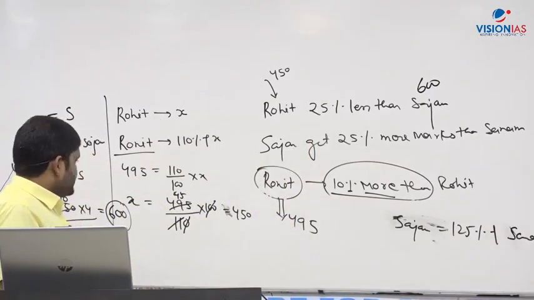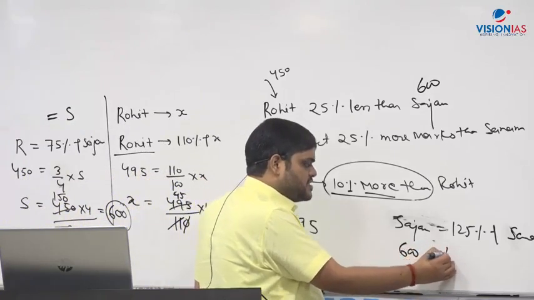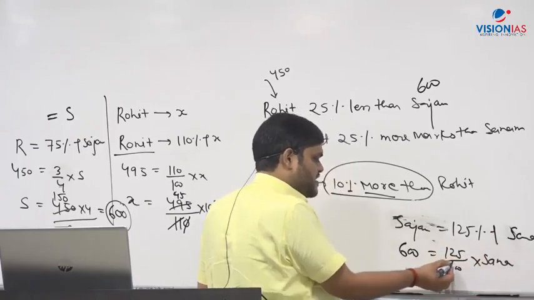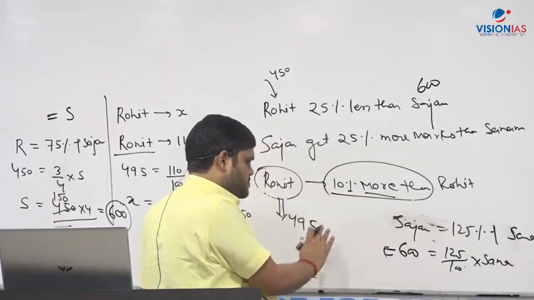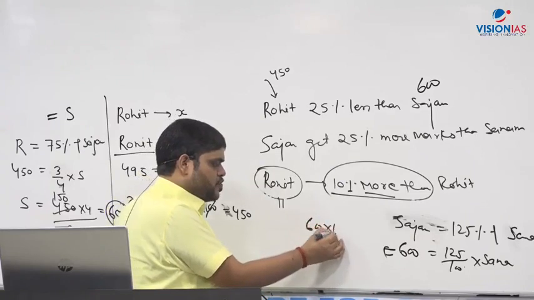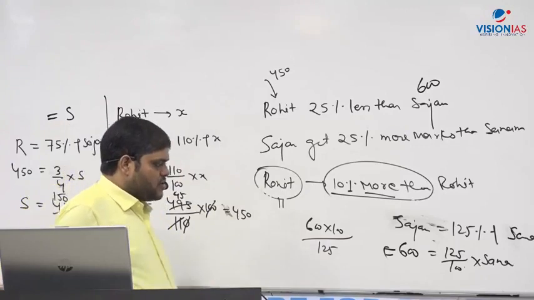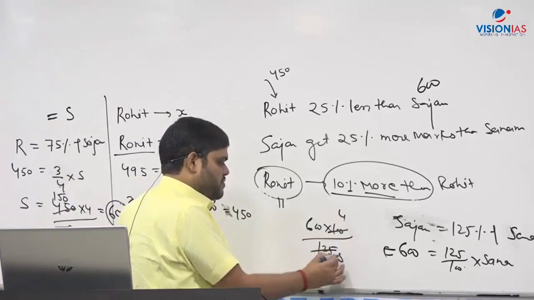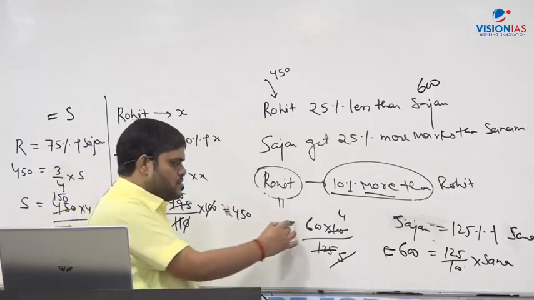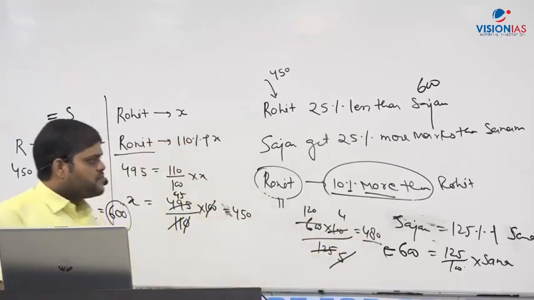So we know Sajan's marks are 600. This is 125 upon 100 into Sanam's marks. So this becomes 600 into 100 upon 125. Now we can cancel out all this. This becomes 4, this becomes 5, and this becomes 480.